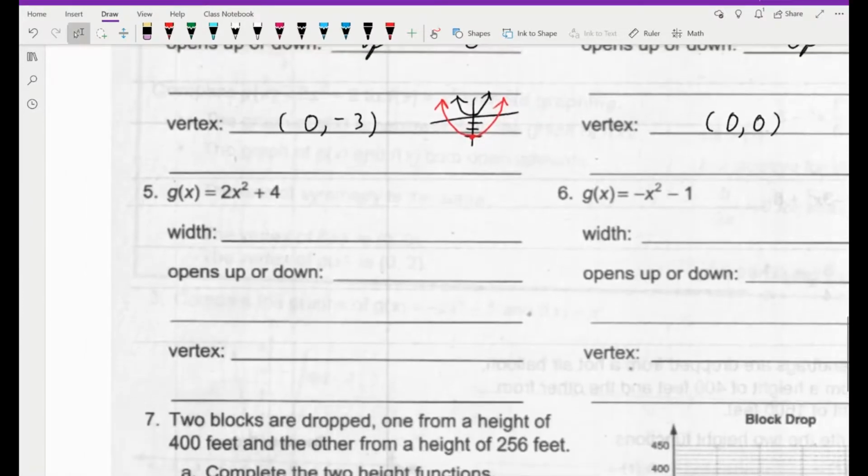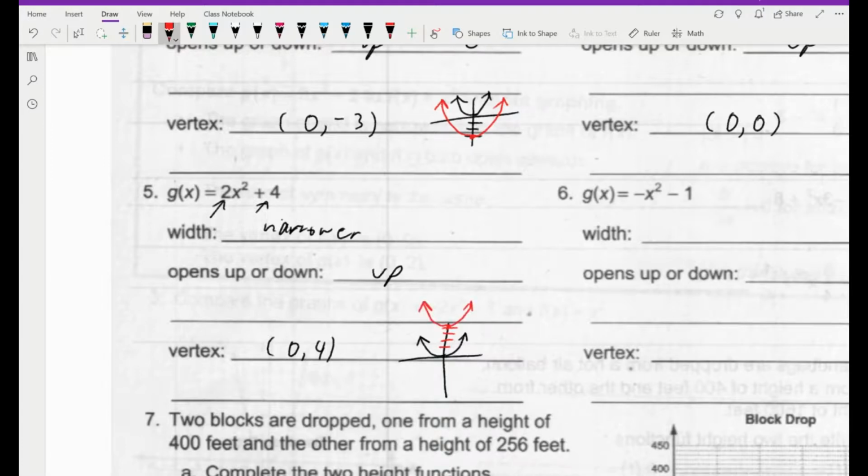Number 5, 2x squared. Well, the 2 is bigger than 1, so this one will be wider. Excuse me, I should have said that. It's going to be narrower. I apologize. Narrower. It's a positive 2, so it opens up. It's a positive 2x squared. And the vertex here, it is a plus 4, so the graph is shifted up 4 units. Again, a basic graph, y equals x squared, has a vertex at 0. But this graph would be shifted up 4 units.